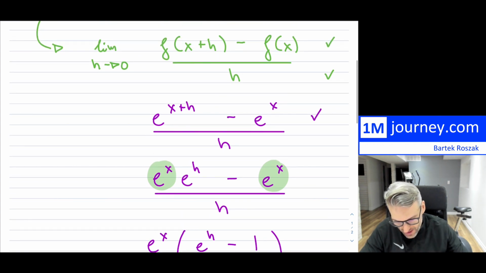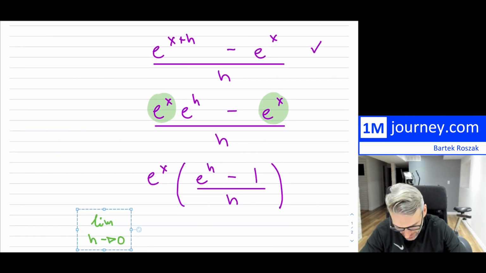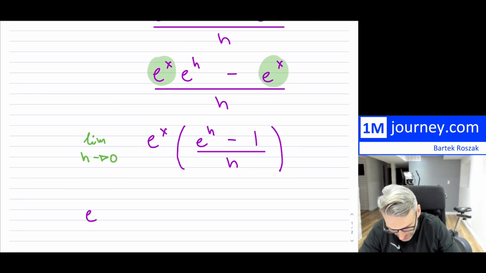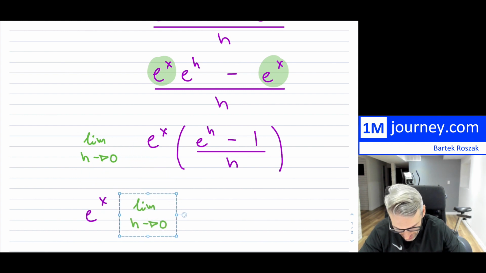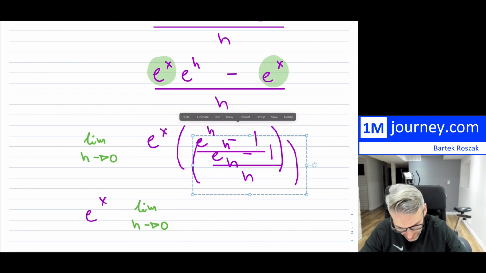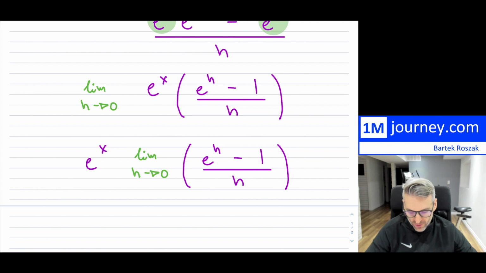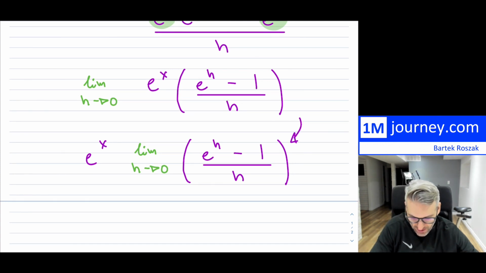Now if I bring my limit back, this is now my limit, I can bring it all the way back in here. By applying limit properties, I can bring e to the x outside of the limit because it's not dependent on h, and then I can bring the limit back in here. Now what I have is this problem. As the limit of h approaches 0, if you blindly substitute it back into here, you will notice that e to the h, if h was 0, would have been 1.